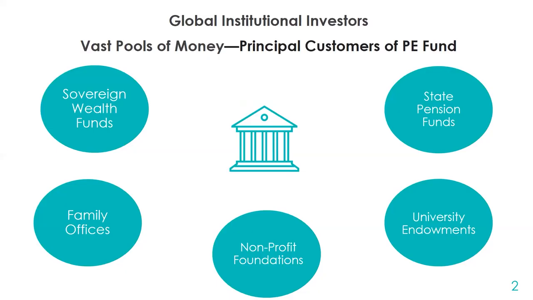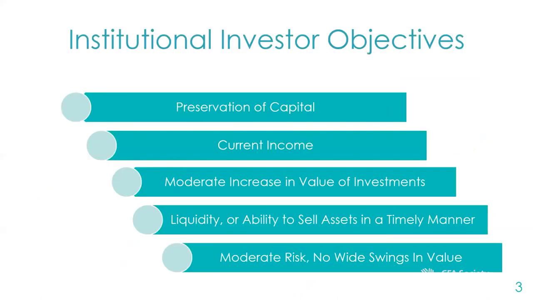Global institutional investors, like you would see sometimes being serviced out of London or New York or Hong Kong. These are gigantic pools of money like sovereign wealth funds or large state pension plans, university endowments, nonprofit foundations. These are the principal customers of the private equity industry. And as many of you know, they have a few key objectives, the most fundamental of which is preservation of capital. They want to keep that capital.